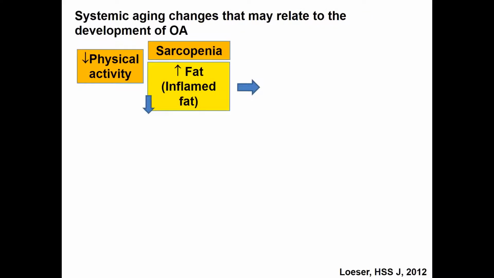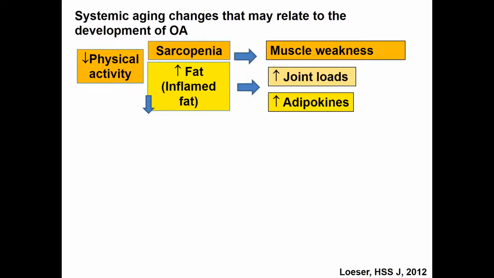In terms of the decreased physical activity, this is associated with loss of muscle strength as well as increased fat, and there's more inflammation in the fat in older adults, and that is one source of this IL-6 that I talked about from macrophages that come into fat. And so this results in muscle weakness, putting more loads on the joint because the muscles aren't protecting things, and then increased production of adipokines and other mediators from the fat.